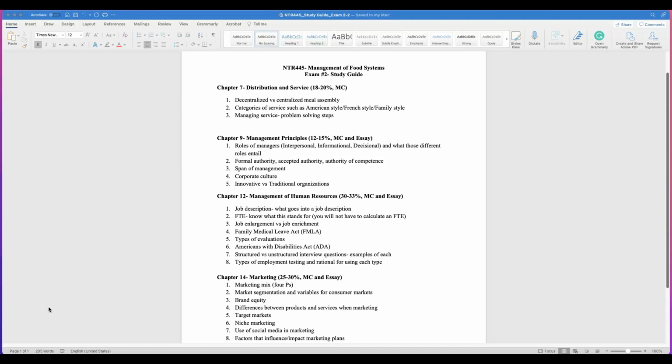Differences between products and services when marketing. There were 4 different aspects to this that I reviewed very briefly in class. So make sure you review those, because the differences between service and products are different when it comes to marketing. How you identify target markets, and what things you can do to assist with that.